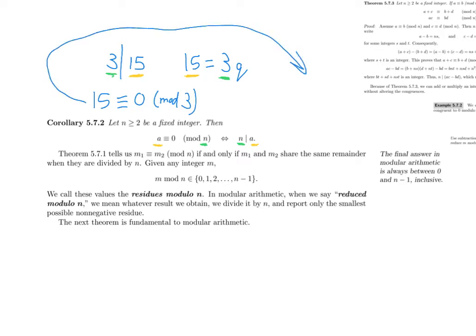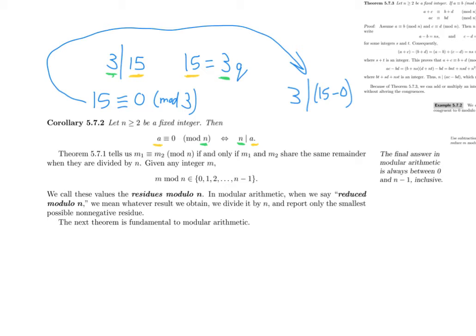What does it mean to say 15 is congruent to 0 mod 3? It's saying 3 divides 15 minus 0. But that's exactly the same as saying 3 divides 15. This is not a proof, it's just an example to illustrate what this corollary is saying. It's equivalence of definitions.